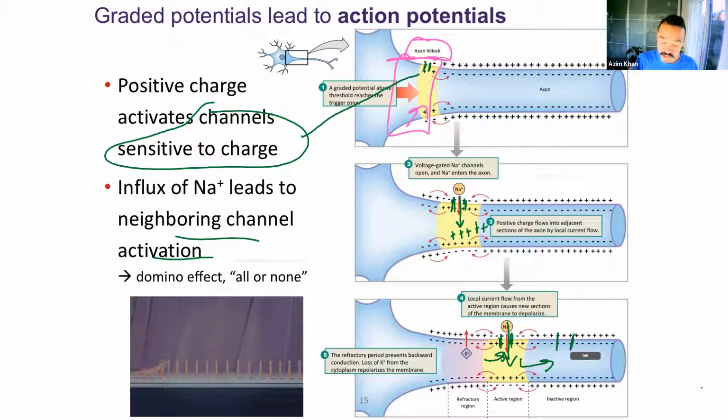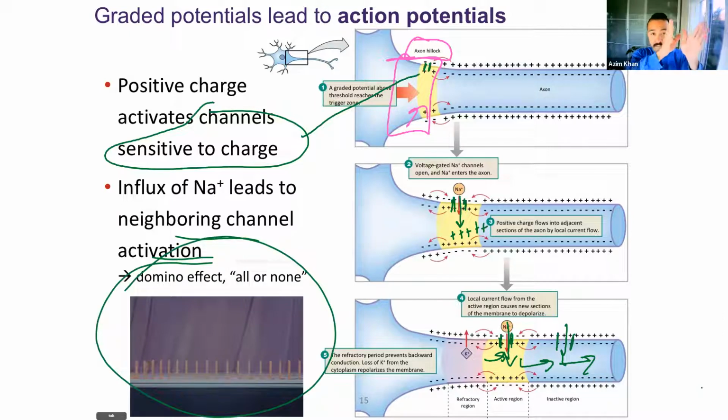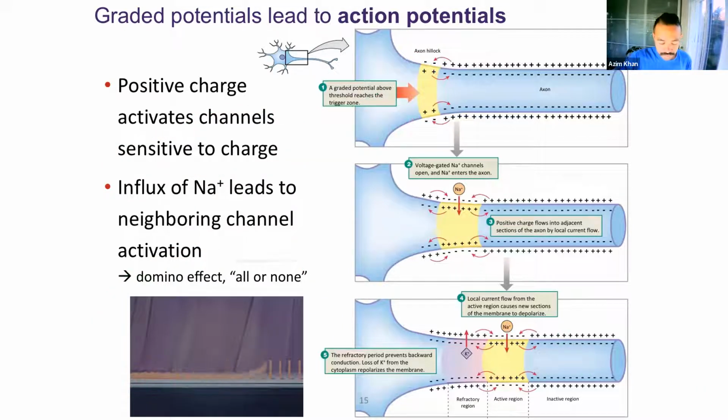And there's more sodium channels that let more sodium in, and it goes to the next spot. We get this domino effect. Sodium channels open up, which open up more sodium channels, which open up more, on and on and on until you get to the axon terminal. That's why it's called an action potential. It's a lot of action going on, and it's all or none because once you set off one, the rest go off as well. Once you push over one domino, the rest fall over.